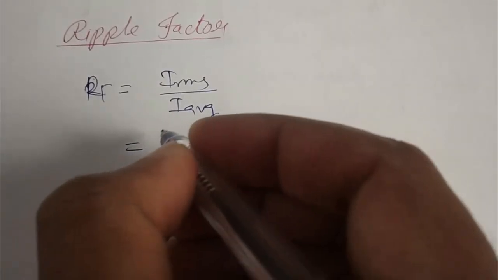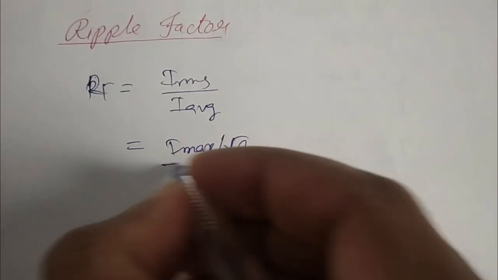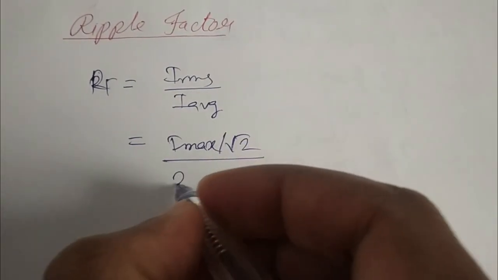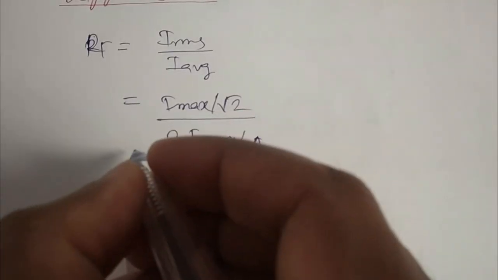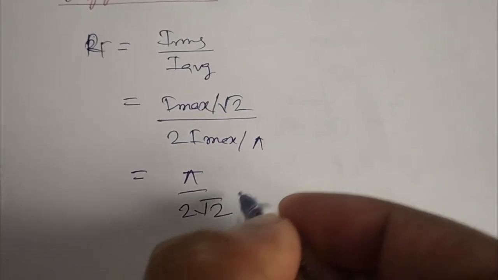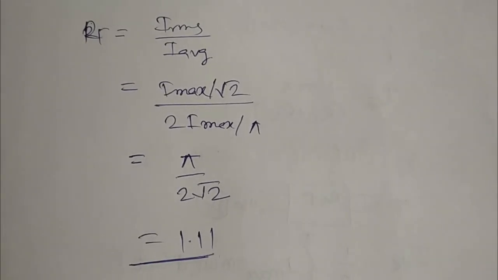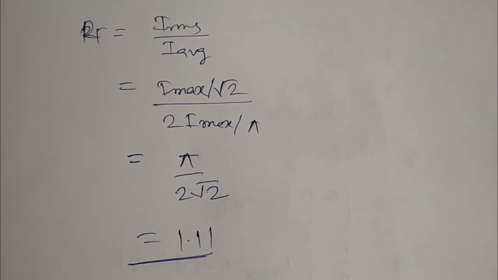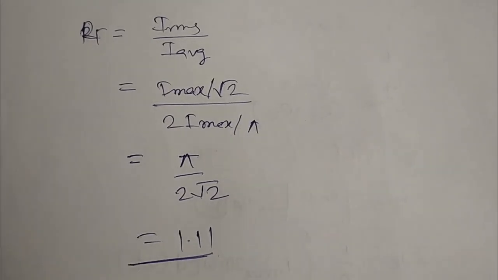So we have both the values. I RMS we have calculated as I max by root 2 and average value is 2 I max by pi. If we simplify this, we will get pi by 2 root 2. This value will come to 1.11. This will be the ripple factor. So this value also we have to remember. If you remember, the form factor was also 1.11 and the ripple factor is also 1.11.